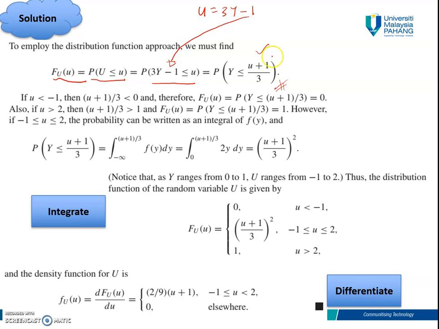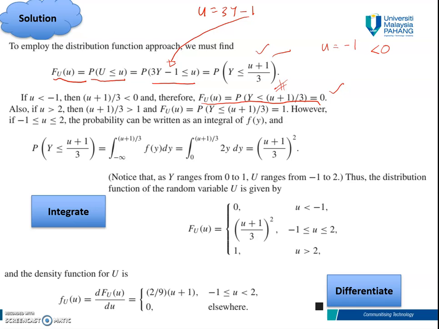Okay, so if you look at this equation, let's say I put u equal to -1. So this function will be less than 0, isn't it? Because -1 plus 1 is 0, divided by 3, you get 0. So that is less than 0. That means if u is less than -1, you substitute inside here, you will get 0. So the distribution function will have this one.